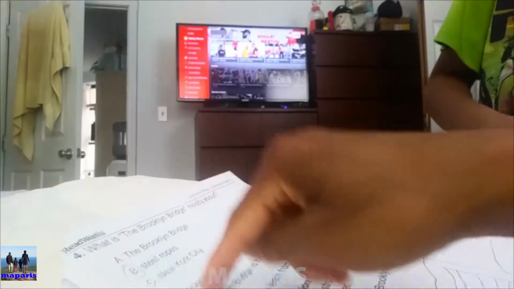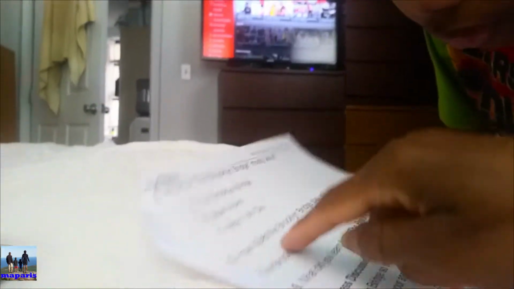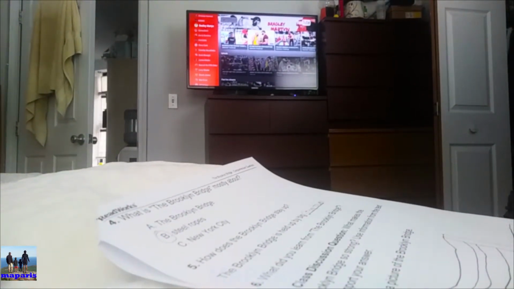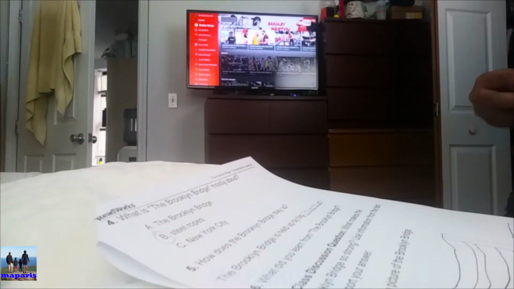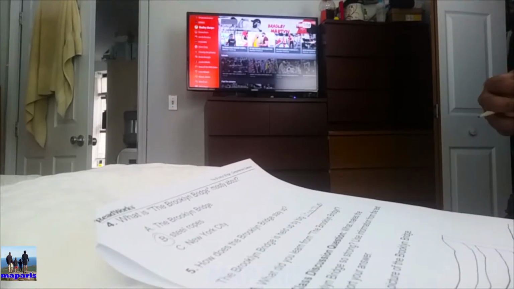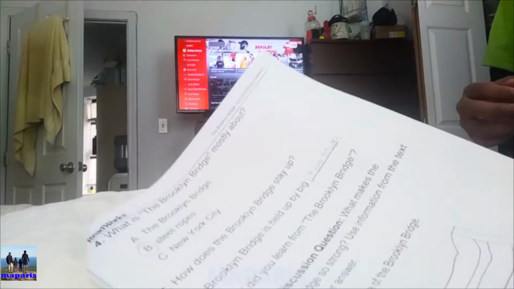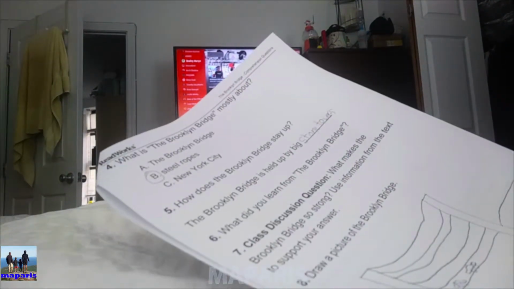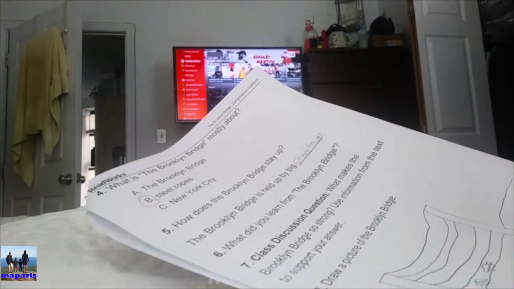No, I'm fixing it. I need to finish this. So we already did that. Read the next one. How does the Brooklyn Bridge stay up? The Brooklyn Bridge is held up by big stone towers. Very good. Yay. Okay, number 6. What did you learn from the Brooklyn Bridge? Okay, draw a picture of the Brooklyn Bridge.